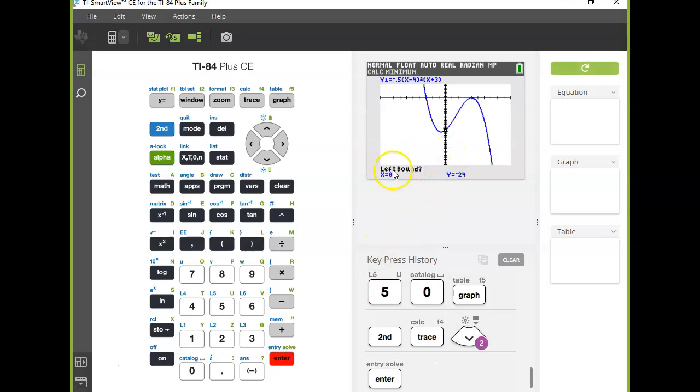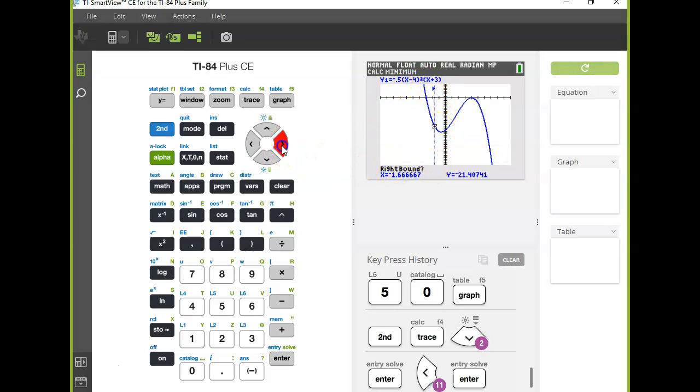So what I'm going to do is I need to have the left bound. What I like to think of is I need to bring that flashing cursor kind of where I think the minimum is going to be. And then I hit the left arrow a couple of times. So I just have to be to the left of the minimum and hit enter. And you'll see that kind of dotted line fill in there.